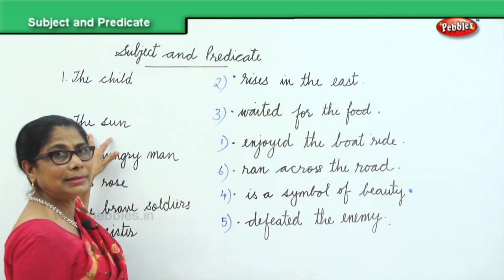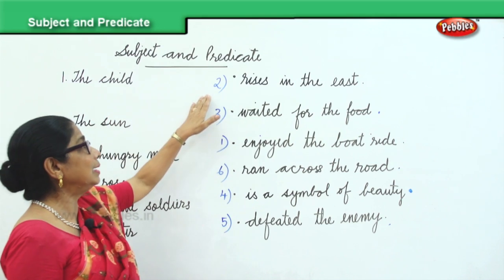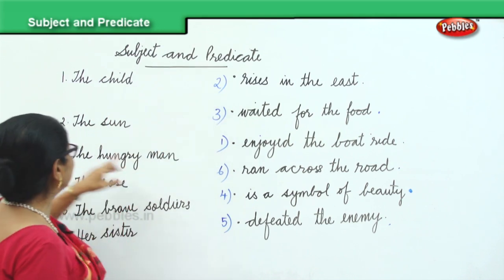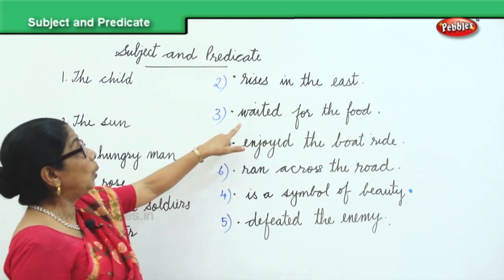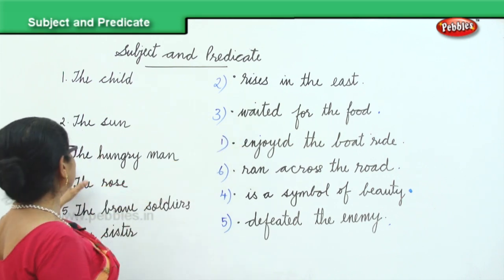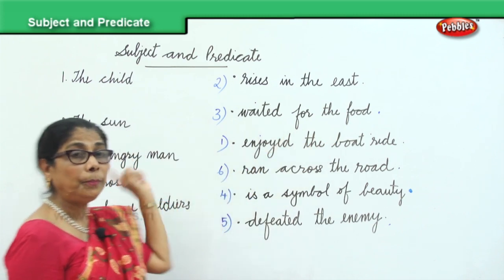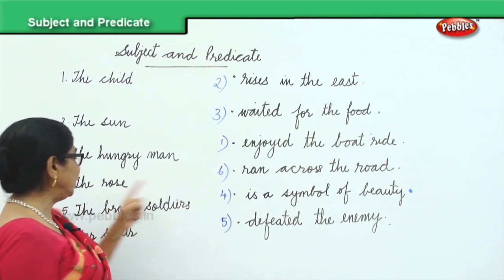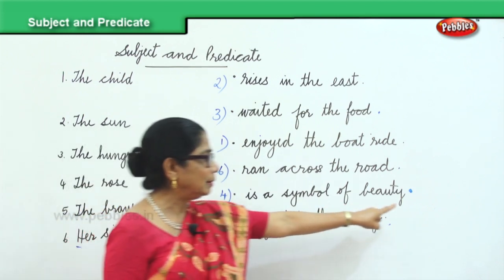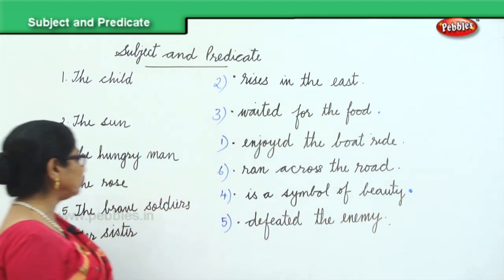The sun is the subject, rises in the east is the predicate. The hungry man is the subject, waited for the food. Begins with a capital letter, ends with the full stop, and that's it. Next one, the rose. The rose is the subject, the rest is the predicate. The rose is a symbol of beauty, begins with a capital letter, ends with the full stop.